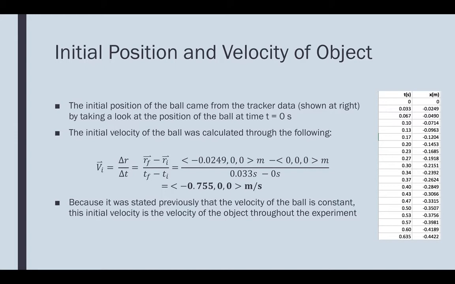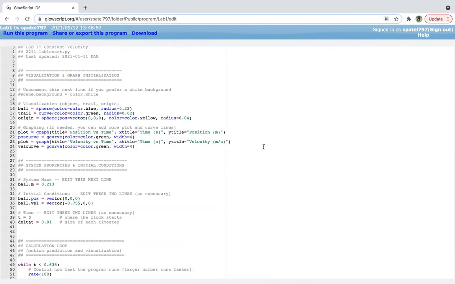Because the velocity of the ball is constant, this initial velocity calculated here is the velocity of the object throughout the experiment. Before running our program, we first need to make some changes in order to make the program specific to our particular experiment. First, we change the mass of the ball to indicate the average mass of the regular tennis ball, which is about 0.213 kilograms. We also input our initial position according to the data given in Tracker, as well as the initial velocity that we calculated in the previous slide shown here.